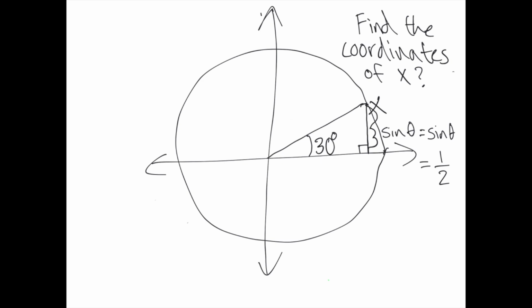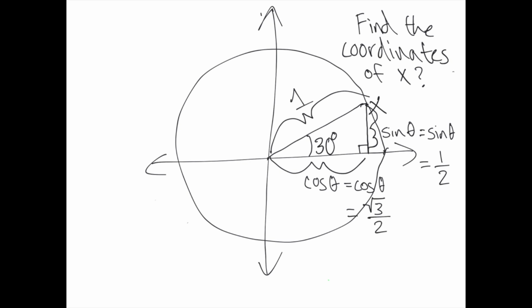Now, we'll also remember that this is going to be cosine of theta. Cosine of theta, where theta is equal to 30, if we remember our special angles, is going to be root 3 over 2 of the hypotenuse, right? And the hypotenuse is equal to 1, so that is going to be root 3 over 2. Okay, so the coordinates of x are cosine of theta, which is root 3 over 2, comma, half.